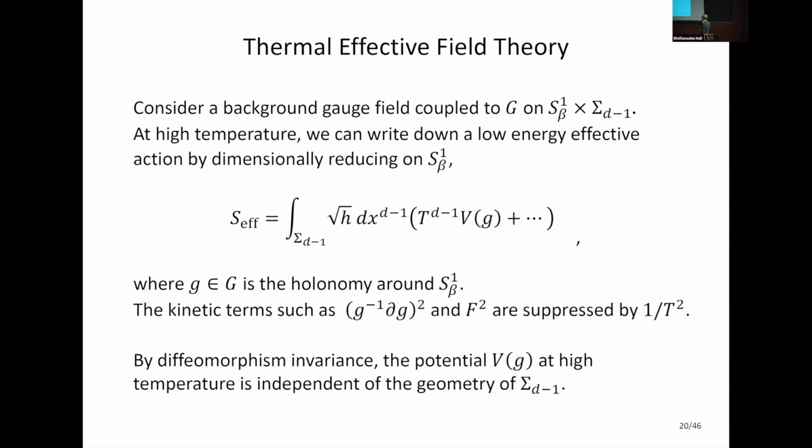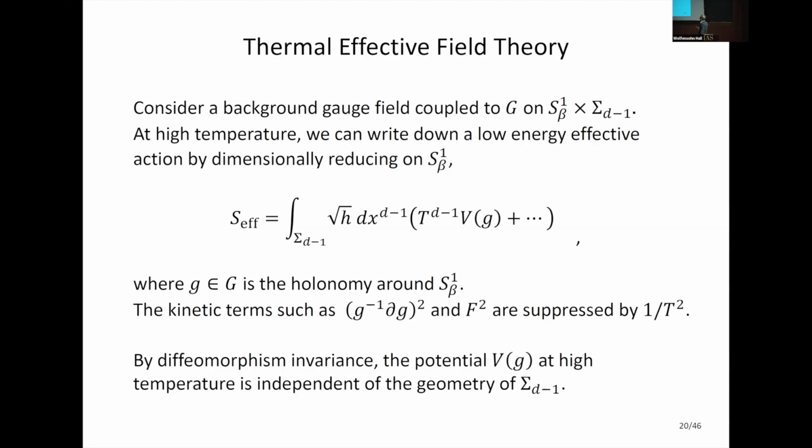If you do that, the low energy effective theory you want to write in a diffeomorphism invariant way. So the leading term for high temperature should be the cosmological constant. But the cosmological constant can depend on the holonomy of the group around the thermal circle. And here I have written dot, dot, dot, and these are terms suppressed by 1 over T squared. For example, you can turn on a background gauge field with respect to the group G, then there can be a field strength squared term, which is suppressed by 1 over temperature, or this holonomy may be position dependent, in which case you can have a kinetic term. But those are suppressed by 1 over T squared. So this is the leading term, and I focus on this one.